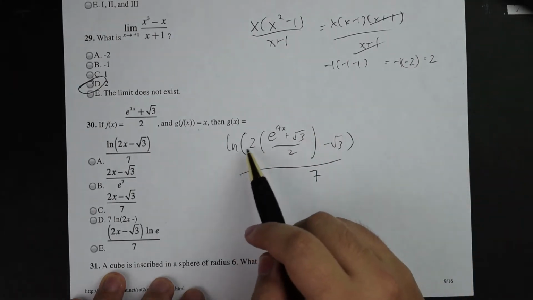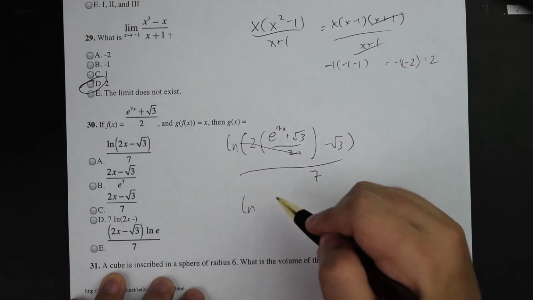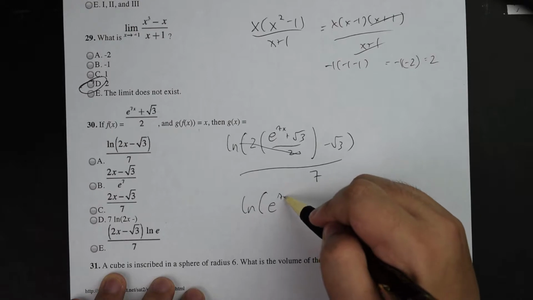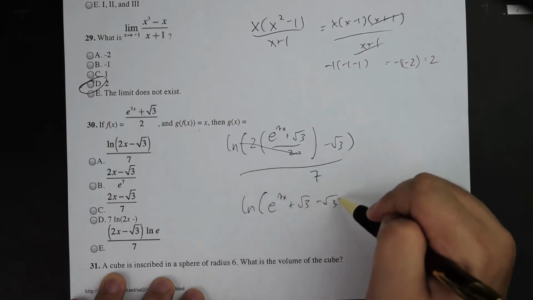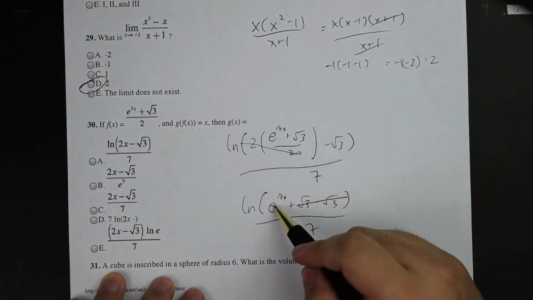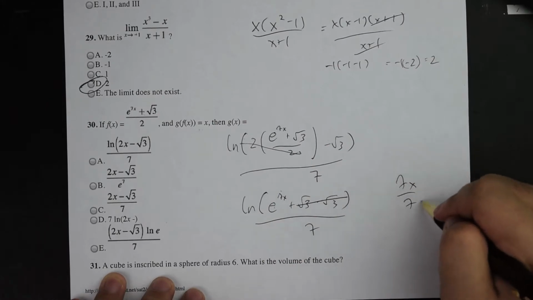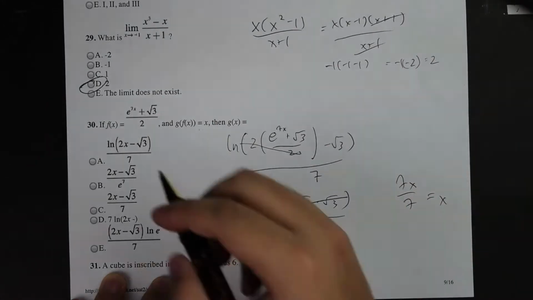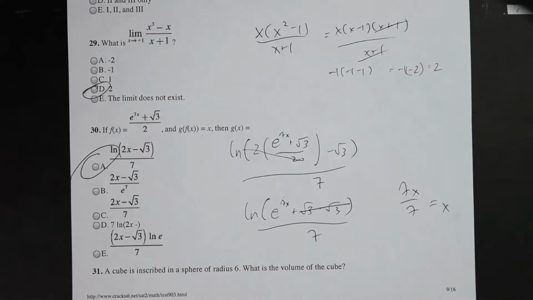Let's see if A works. This cancels out. These cancel out. These cancel out. I guess 7x. Okay, so for number 30, my answer is A.